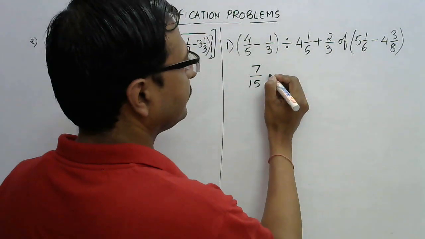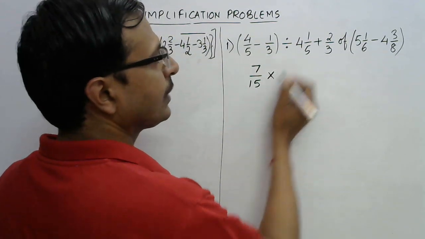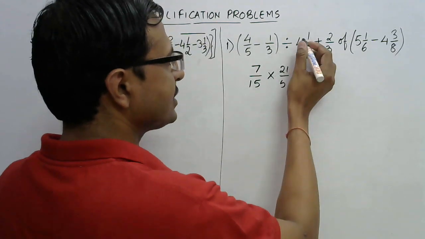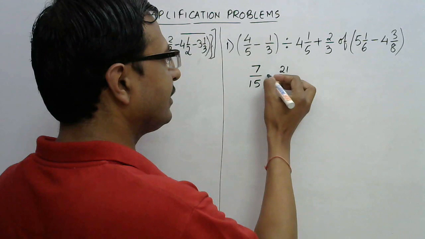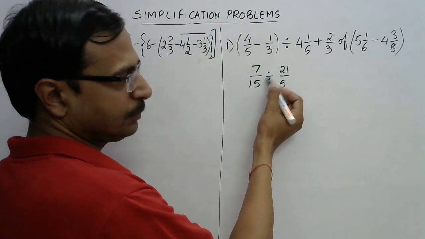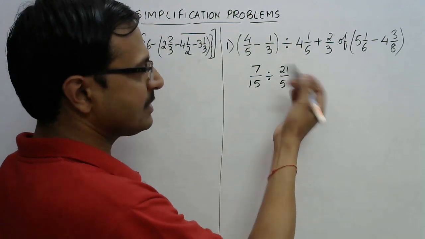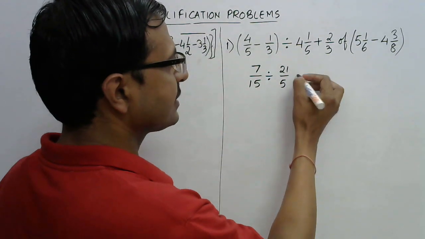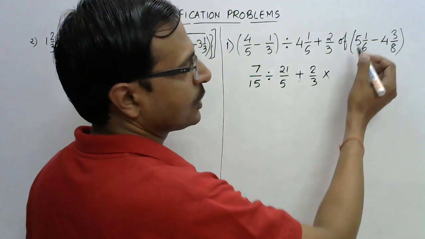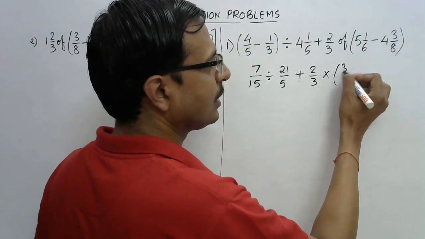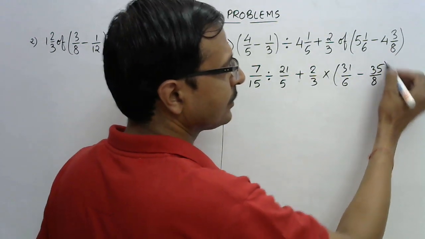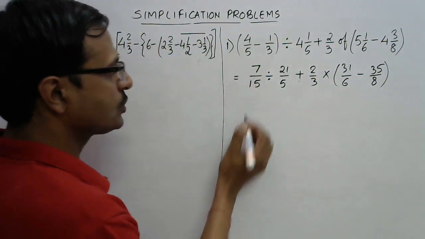Now see, this is divide, which gets converted into multiply, and 4 1 by 5 is actually 21 by 5. Okay, so this is 21 by 5. So if we have a divide sign here, then I will write 21 by 5 itself. But if we convert it into a product, that is multiply, then we will take the reciprocal. That I'll do in the next step. Okay, plus 2 by 3 of means multiply. Now let's solve this one. So this is 31 by 6 minus 35 by 8. So now the question has been reduced to a great extent.